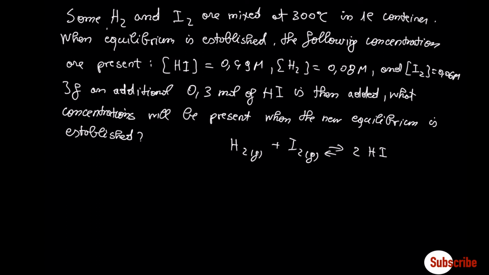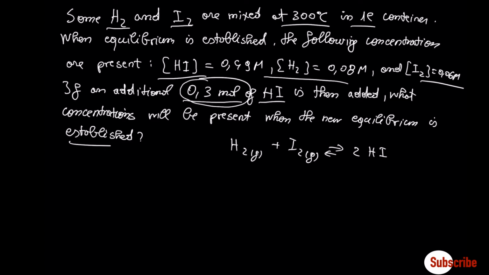So, some hydrogen and iodine are mixed at 300 degrees Celsius, constant temperature, in a 1 liter container. When the equilibrium is established, the following concentrations are present. These are equilibrium concentrations: 0.49 molar, 0.08 molar, and 0.06 molar for iodine. If an additional 0.3 mole of hydrogen iodide is then added, what concentrations will be present when the new equilibrium is established?